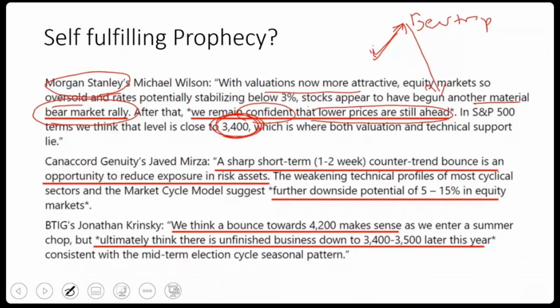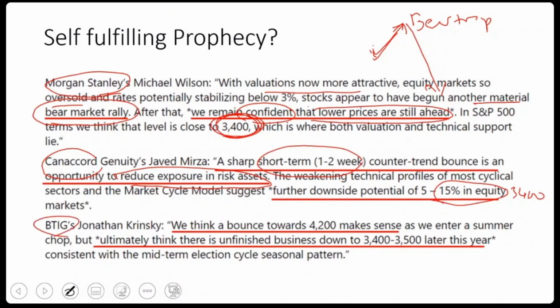And you see Canaccord here, same thing. We think that there's going to be a counter rally, i.e. a counter trend. But use this counter trend to reduce your exposure. Because why? Because the primary trend remains intact, and because they see further downside potentially up to 15%. Already the S&P 500 has dropped 15. For it to drop another 15 is 30%. So that will bring us to somewhere around what I mentioned, 3,400.